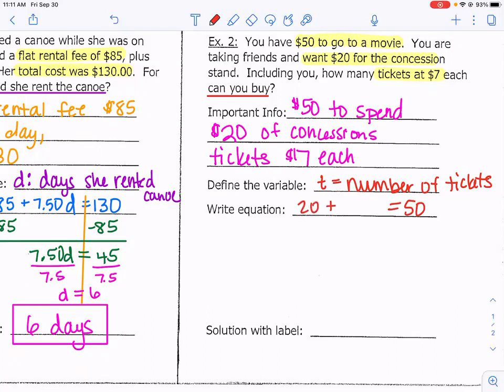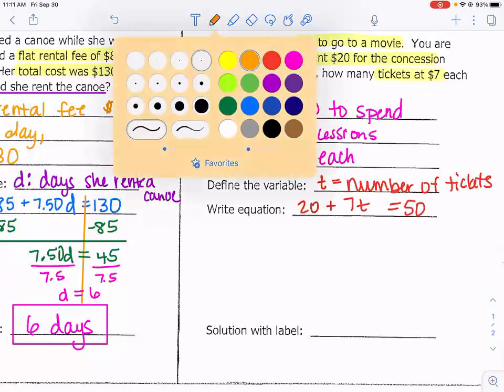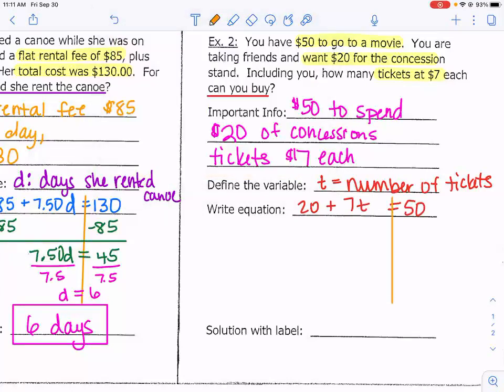Now, $7 per ticket, that's going to change. We don't know how many tickets we're buying. So that could be $7, $14, $21. We're not really sure. So 7T is what we're going to add right there. Yes, addition can go either way. It's called the commutative property. So if you write this as 7T plus 20, it's the same thing as 20 plus 7T.